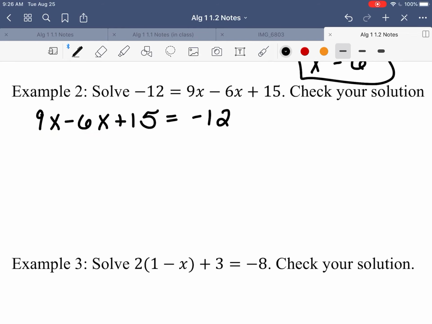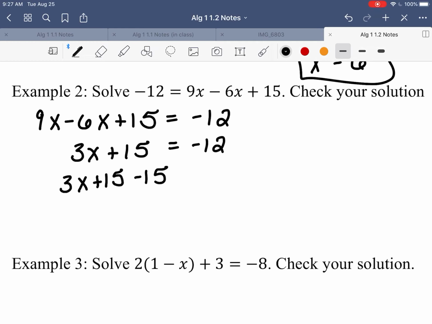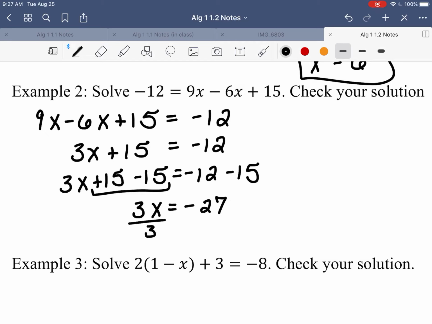If you notice on this side, both of these have x's. Since they are like terms, I can subtract them. 9x minus 6x is 3x. Simplify first. It makes life easier. Okay, now at this point, we want to get rid of the add 15, so I'm going to subtract 15 from both sides. So plus 15 minus 15 equals negative 12 minus 15. These are going to add to 0, so I'm going to have 3x. Negative 12 minus 15 is negative 27.